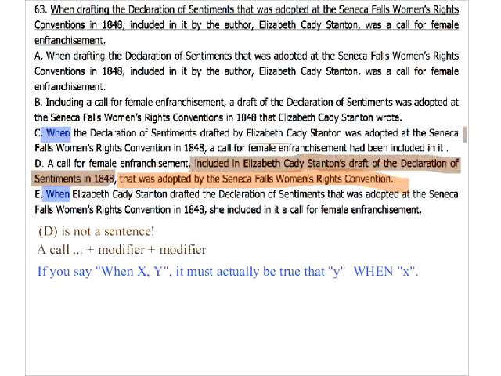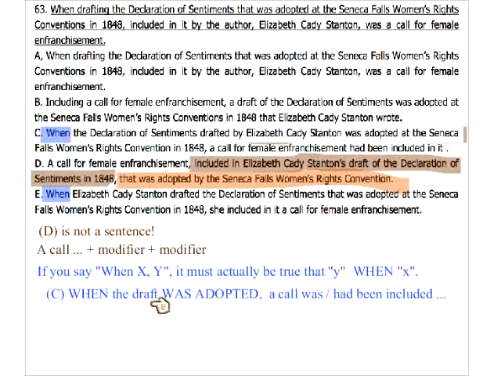The time frames have to match. So let's look at what they're saying. What's the message in C? C is saying, when the draft was adopted, a call had been included. I mean, this doesn't make sense, because this must have been done way before when the draft was adopted. This is a much later time frame. So this doesn't make sense.